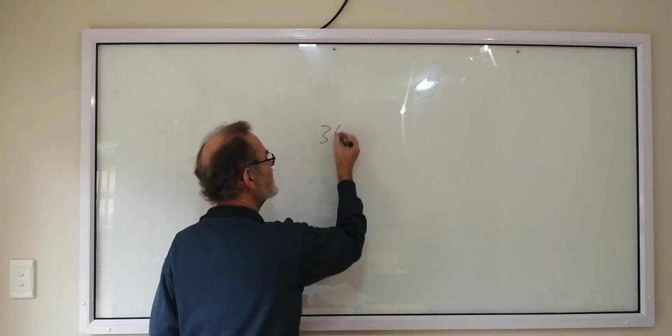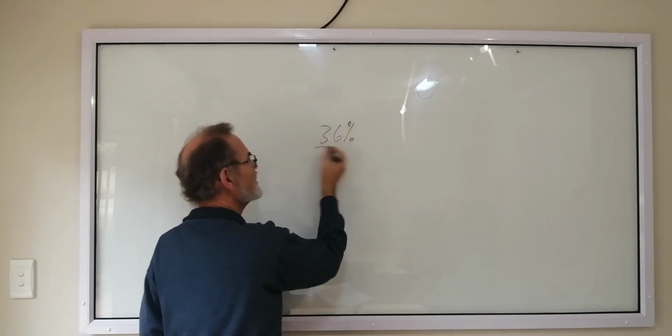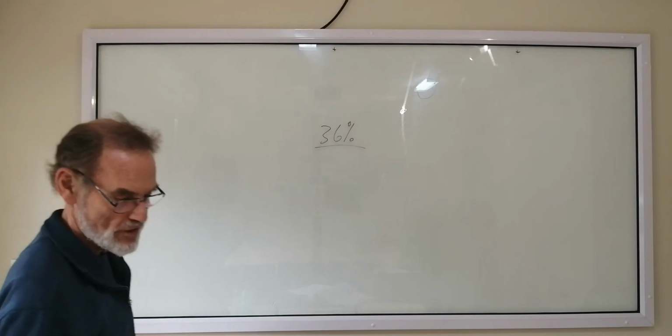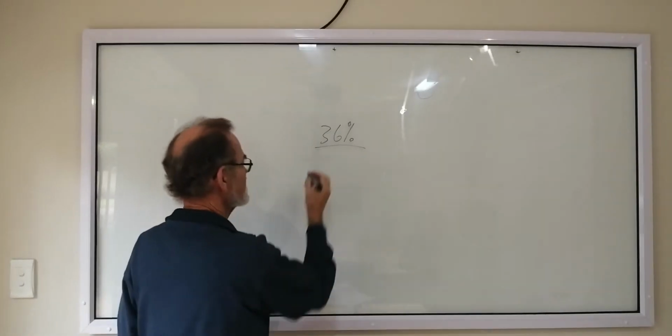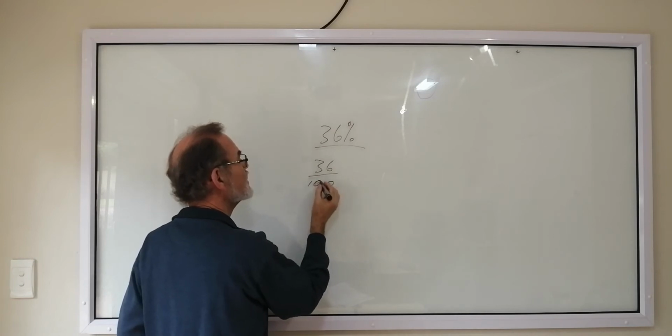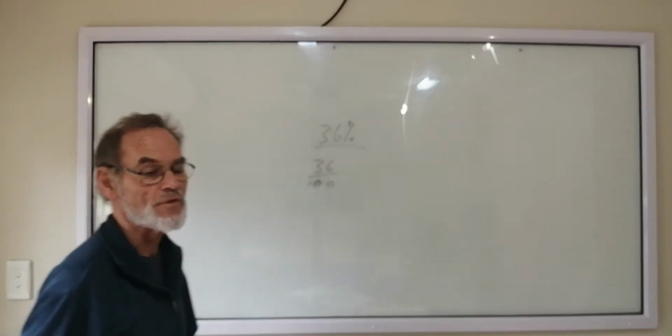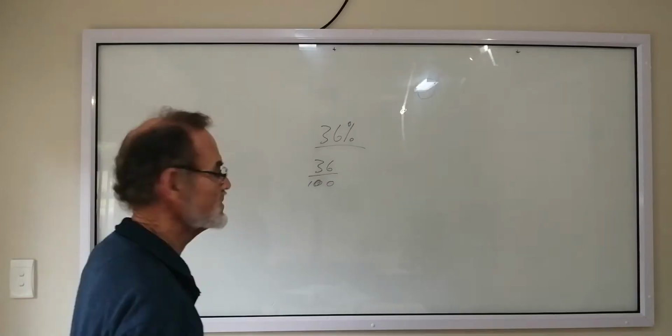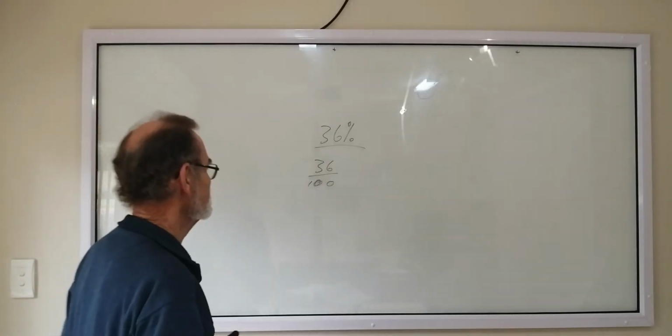36%. Write it as a fraction: 36 over 100. It's actually the same thing. You're not changing anything, you're just writing it in a different way.